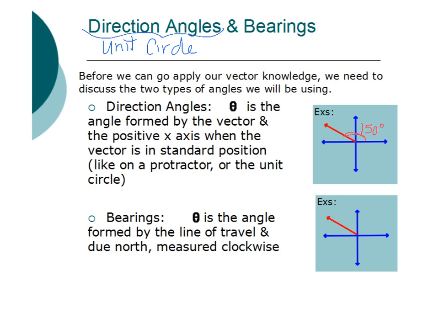Now, when you're talking bearings, this is always the angle that's formed by the line of travel, which is our vector, and always due north measured clockwise. We're talking starting due north and coming clockwise. Well, that is not the same as my 150 up here. That's a much bigger angle, though the vectors go in the same direction.